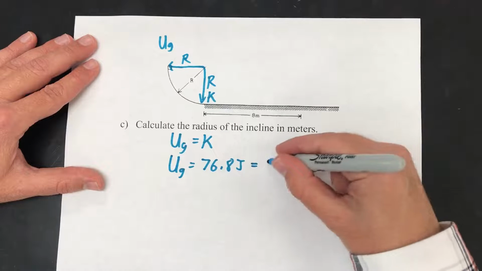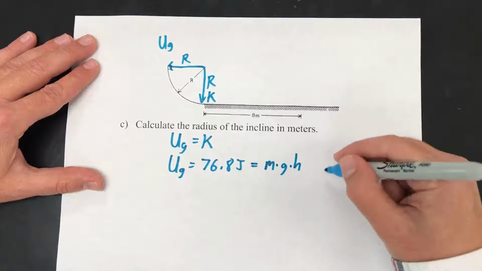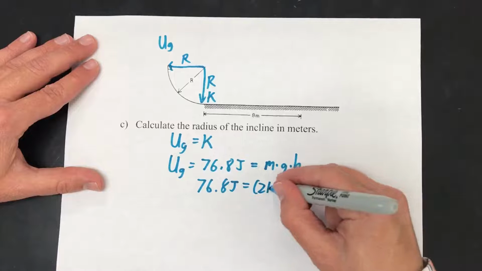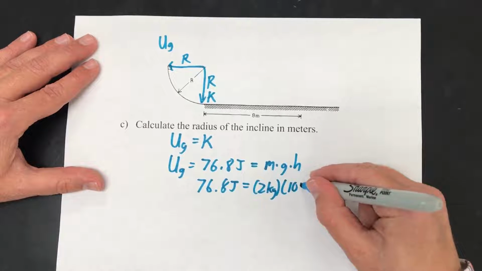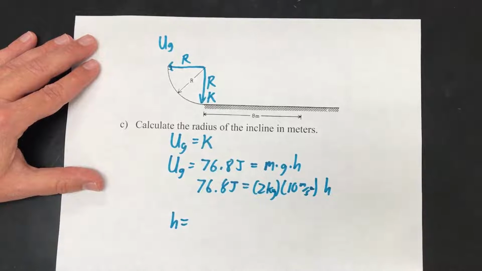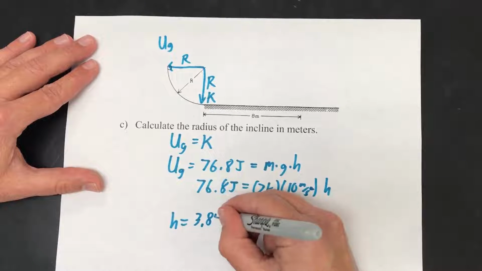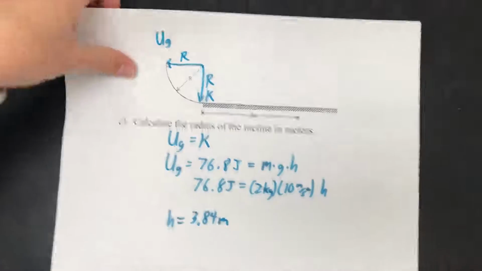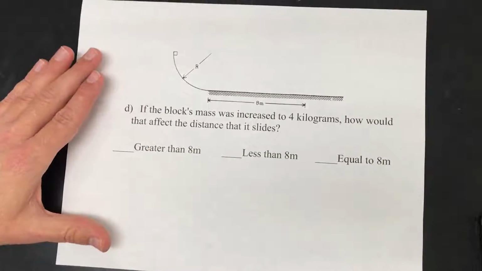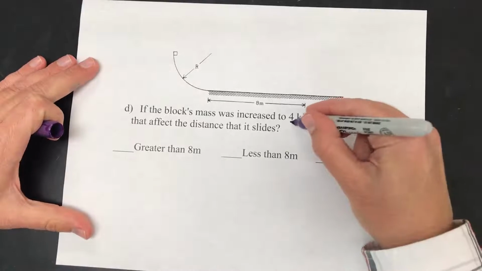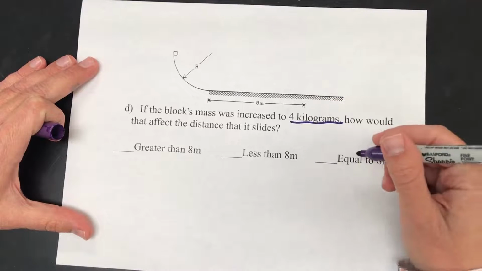And then we can set that equal to mass times gravity times height. So we can say 76.8 joules is equal to a mass of 2 kilograms times gravity, which is 10 meters per second squared, and solve for the height. And if you do that, you wind up getting 3.84 meters there. So last part says if the mass of the block was increased to 4 kilograms, so we doubled it, how would that affect the distance that it slides?